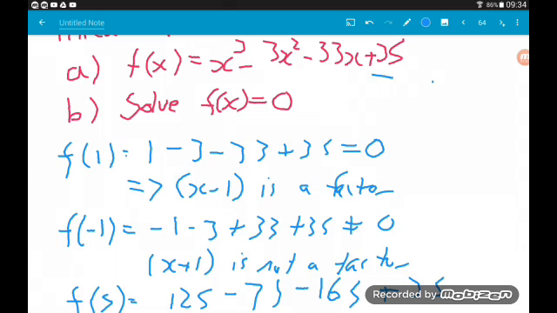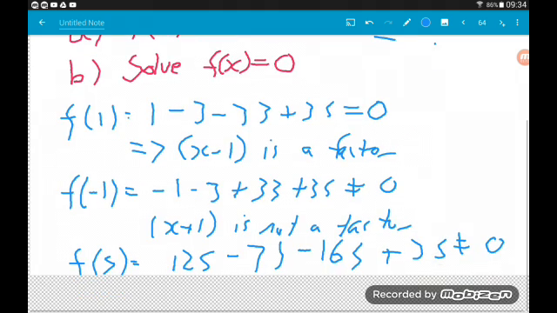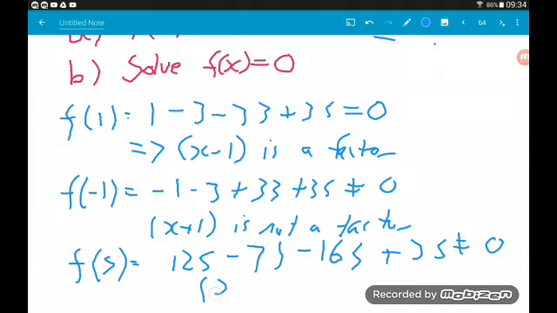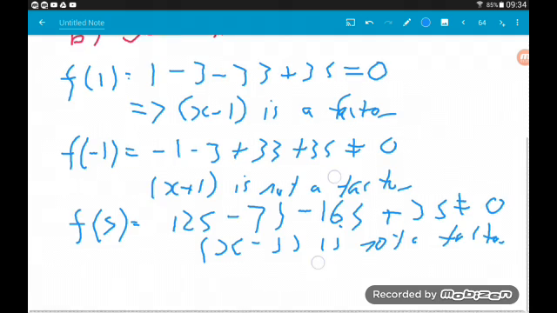So what's that going to give us? Well, 125 minus 75 is 50. Minus 165 is minus 115. And then add 35. Well, it's definitely not equal to 0. So, x minus 5 is not a factor. So, then we're going to need to try f of minus 5.